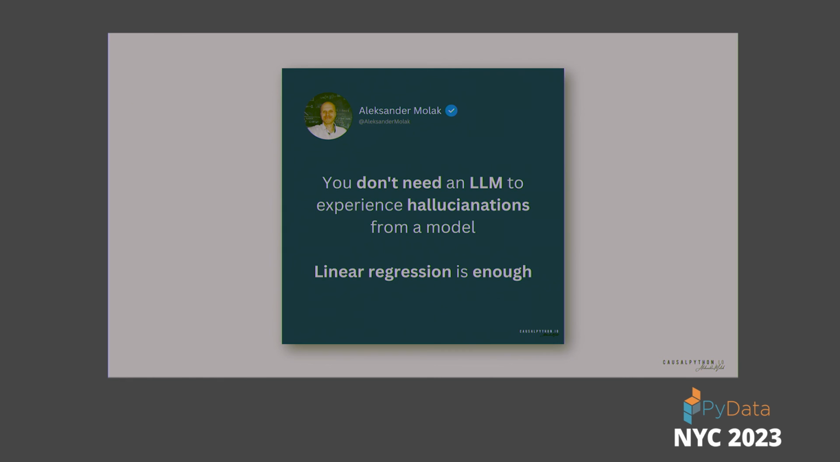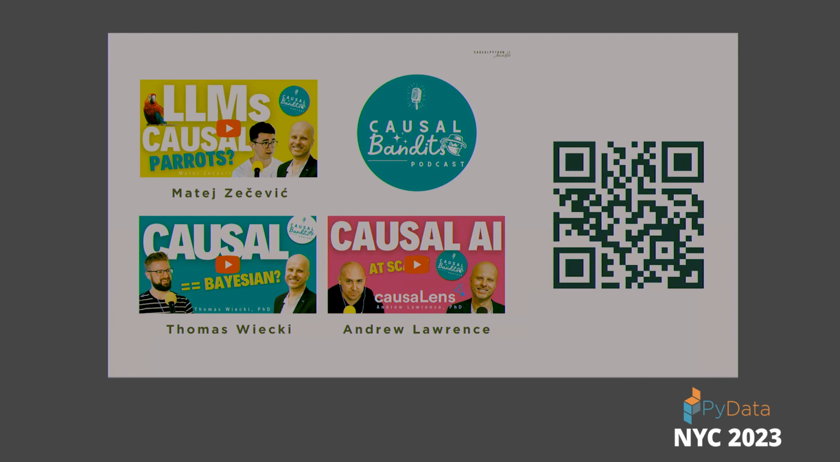But it turns out that we don't need a very complex architecture like LLMs. Linear regression is enough. So we can get statistically significant results in linear regression with very, very low uncertainty that completely do not translate to reality. And if you want to learn more about this, this is the podcast that we released just 2 days ago. It's called Causal Bandits, and we talk with some great researchers and practitioners in the field. You can check it here.